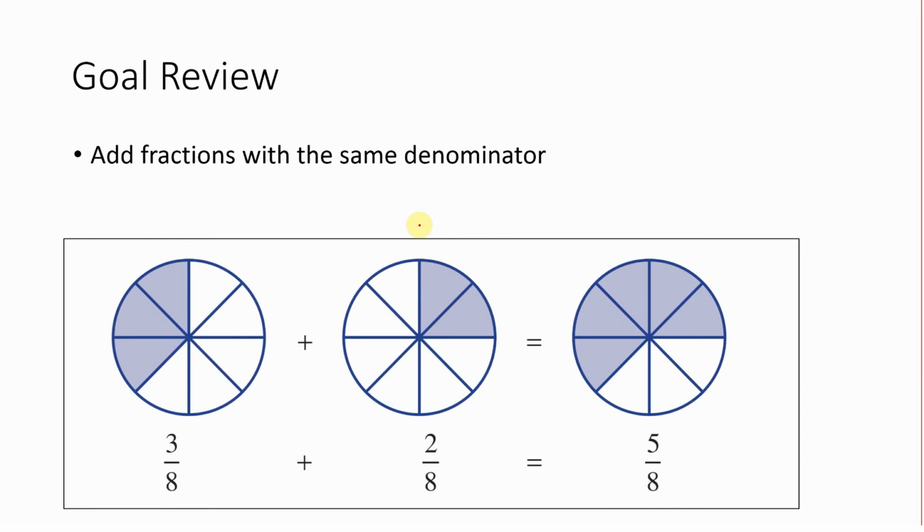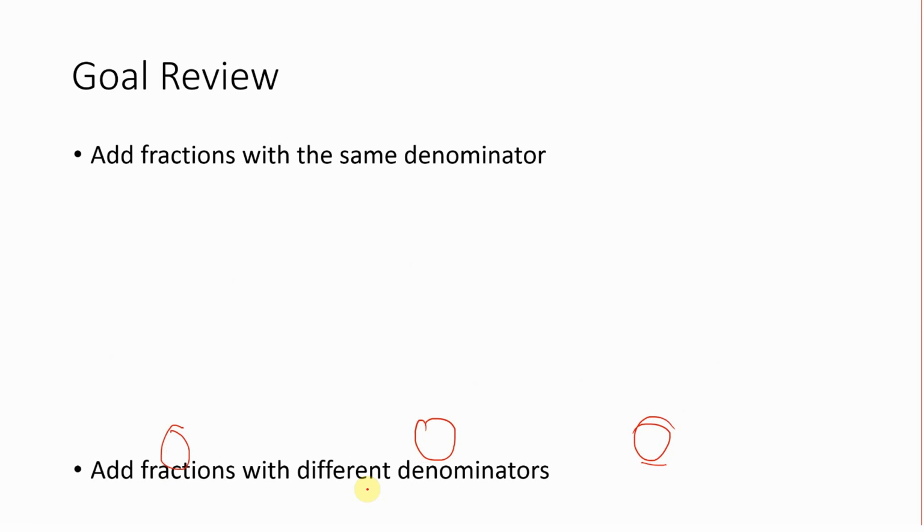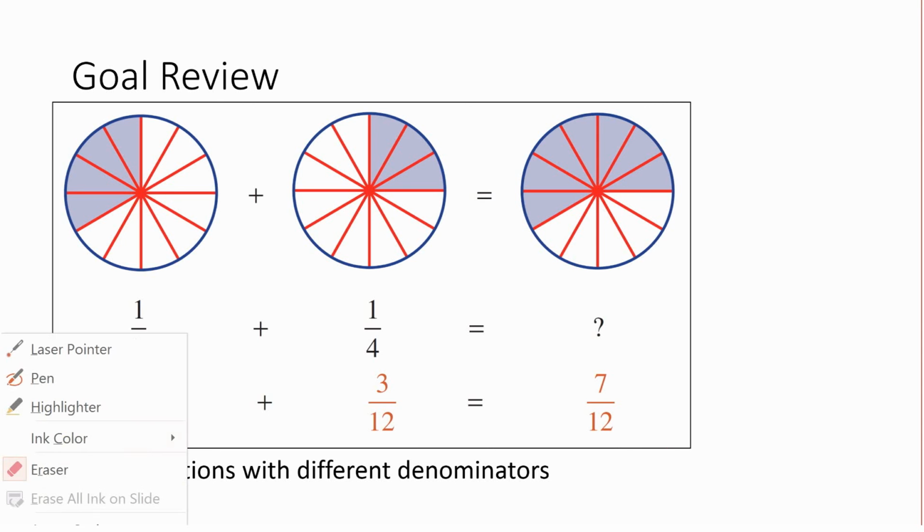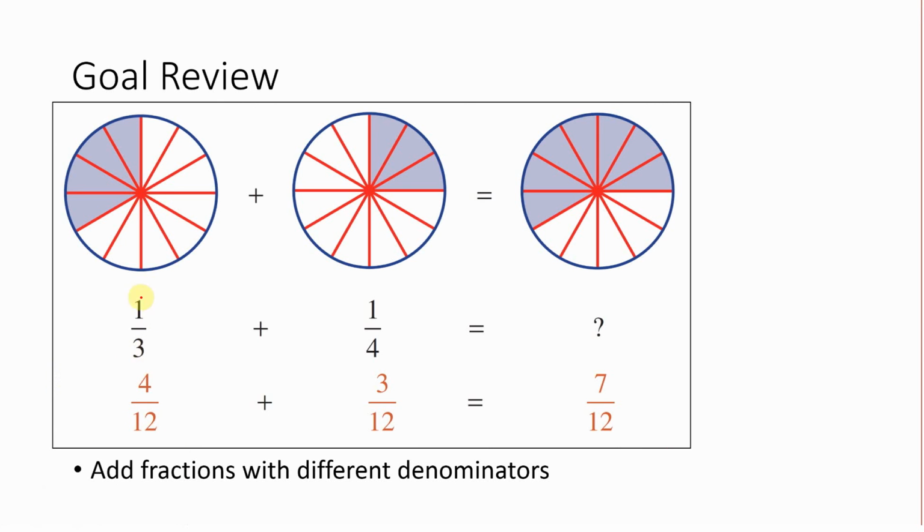So here's a bit of a goal review. Add fractions with the same denominator. Well, to do that, all we need to do is add our two numerators to get the numerator, and we write that over the denominator of the two fractions with the same denominator. If we are going to add fractions with different denominators, we need to convert those to equivalent fractions with their lowest common denominator. So 1/3 is the same as 4 over 12, 1/4 is the same as 3 over 12, etc. So we can then add the fractions just like we did with fractions with the same denominator.